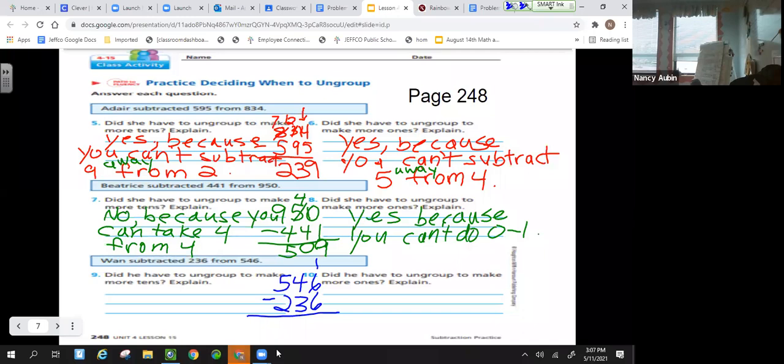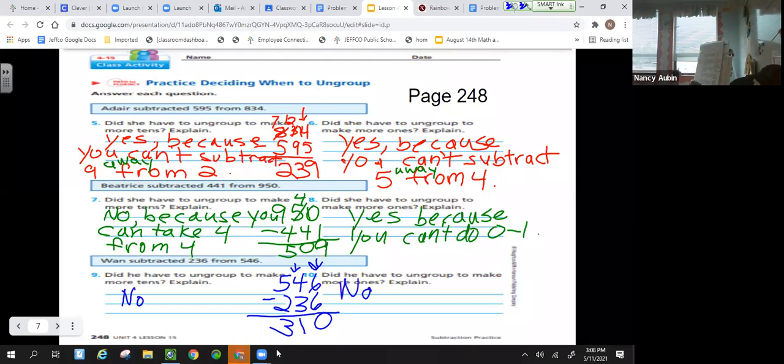6 minus 6, do I need to make a new group? No, the number on top is big enough. 4 minus 3, do I need to make a new group? If the number, Sawyer, turn around. If the number on top is bigger than the number you're taking away, do not make a new group. You're going to get the wrong answer. That's 4 minus 3 is 1. 5 minus 2. Can you do it? You should have said no.